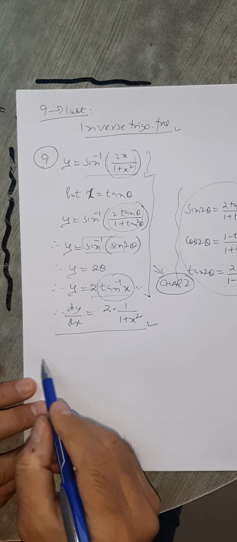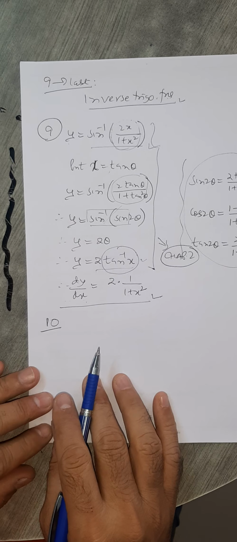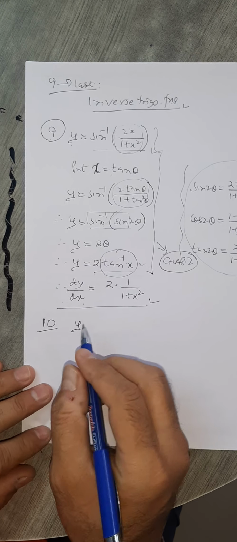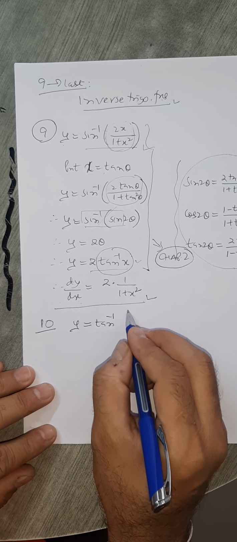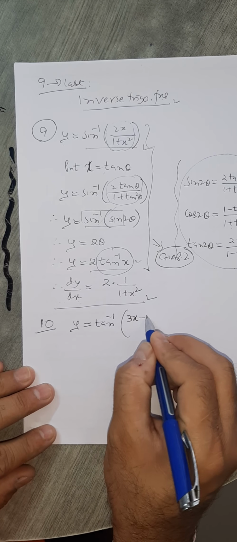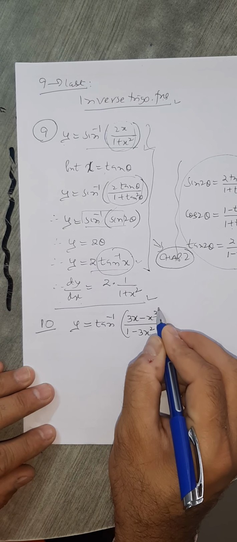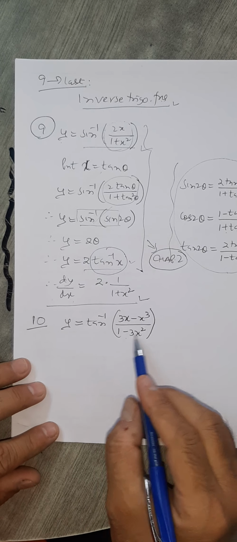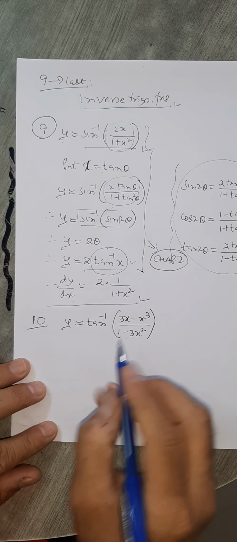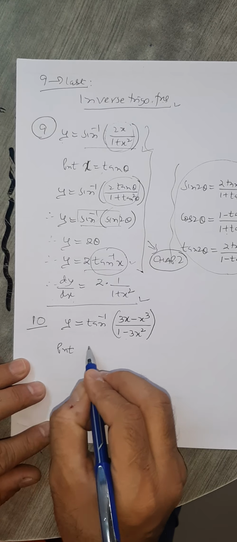Okay. Question number 10 now. Let's go to 10th question. y equals to, you have tan inverse 3x minus x cube upon 1 minus 3x squared. You must have realized, that's a formula for tan 3 theta. So immediately what is your substitution? Put x equals to tan theta.